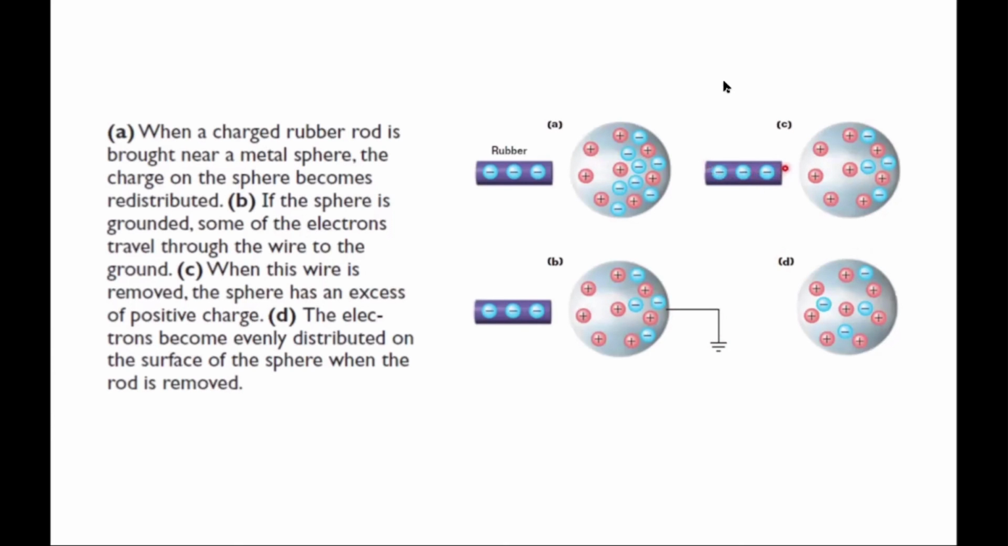And when you remove the rubber rod, you will see that the electrons and the protons will evenly distribute throughout the sphere.